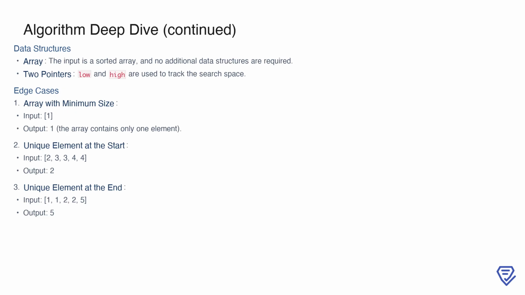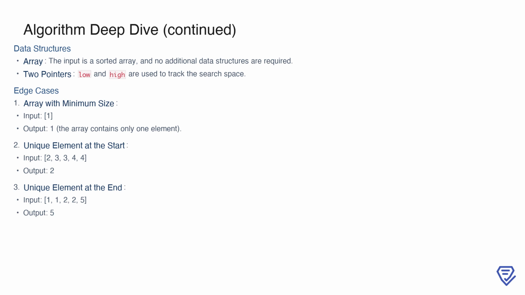The algorithm operates solely on the input array, meaning no additional data structures are required. Two pointers, low and high, are sufficient to track the search space. Let's consider a few edge cases. First, if the array has only one element, such as 1, that element is the unique one. Next, if the unique element is at the start of the array, such as in 2, 3, 3, 4, 4, the algorithm will identify 2 as the unique element.